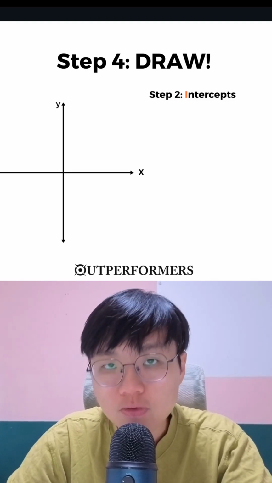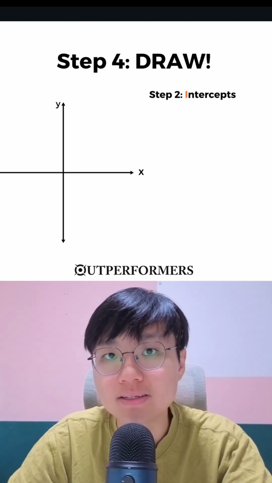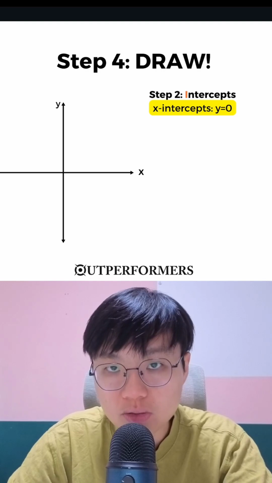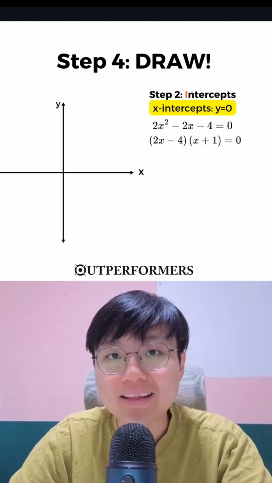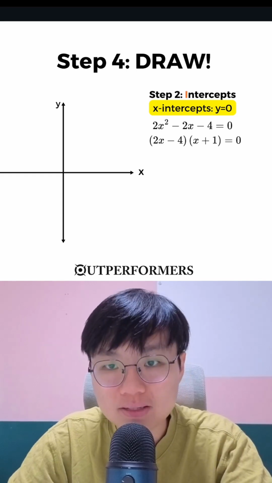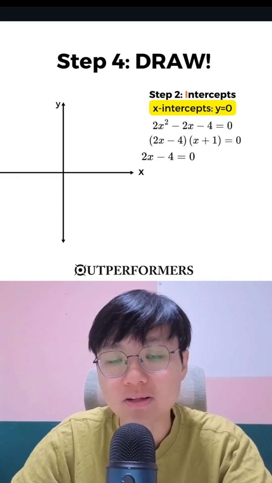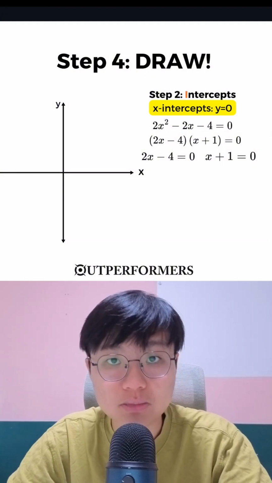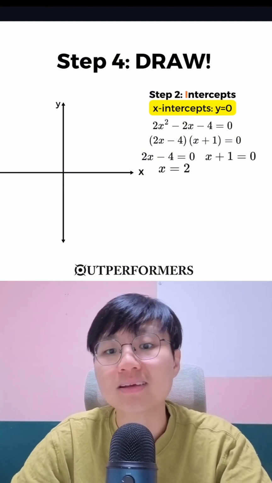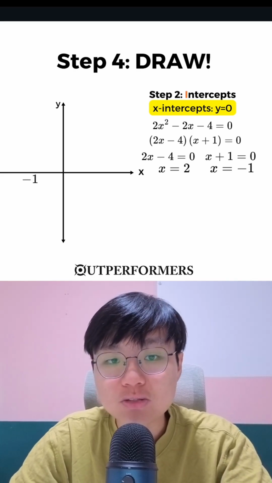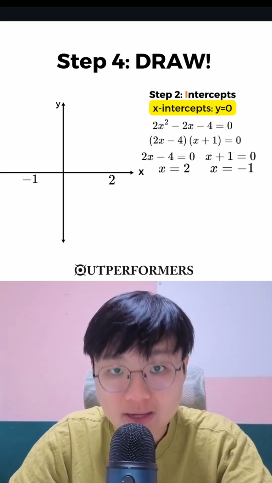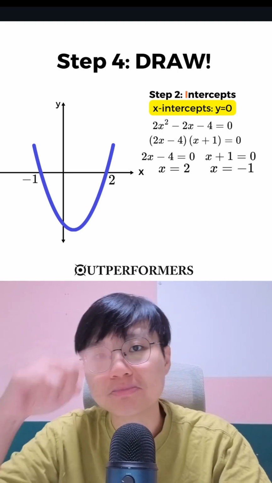Next, in order to find the intercepts, first let's find the x-intercept. So we sub y equals to 0. Taking the equation, when we equate it to 0, we can use the factorized form to help us split it into two different numbers: 2x minus 4 equals to 0 and x plus 1 equals to 0, to help us get x equals to 2 and x equals to minus 1. So we can indicate these two numbers on the axis this way and start drawing your smiley face.